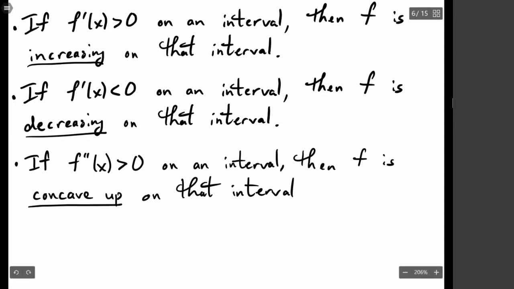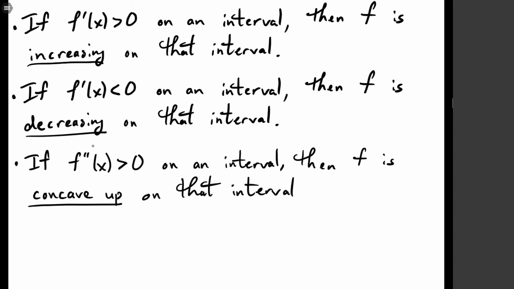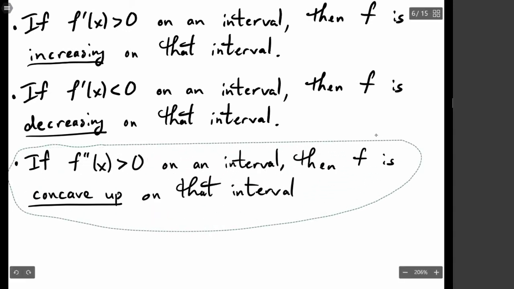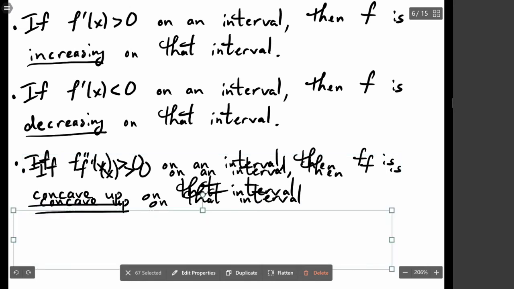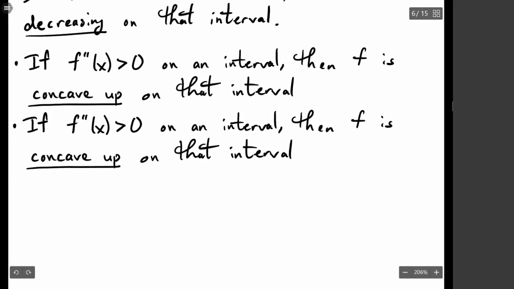And likewise, if the second derivative were negative, then we would say that the function is concave down. Negative, down, you frown when you're down. That's sort of always how I remembered these.